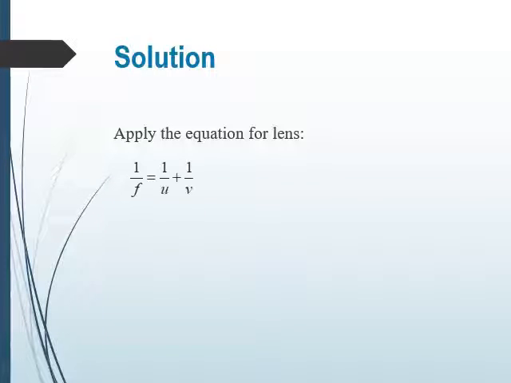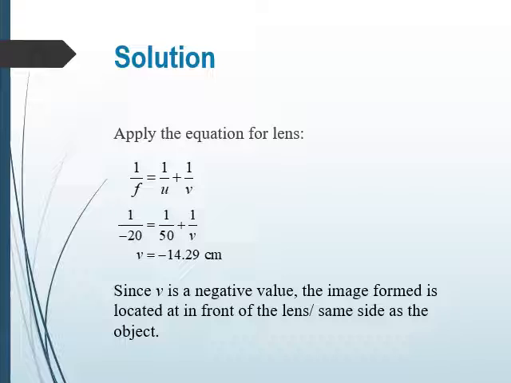Now that you have F1 and U1, let's apply the equation for a lens. So 1 over F equals 1 over U plus 1 over V. Substitute the values into the equation and you will get V equals negative 14.29 cm. Now, this negative sign tells you that the image formed is located in front of the lens, which is the same side as the object.